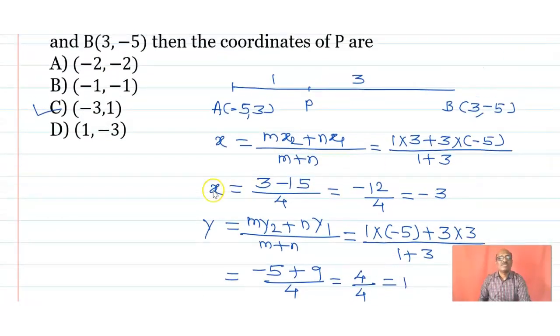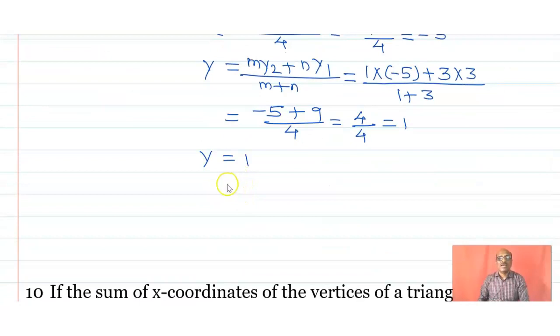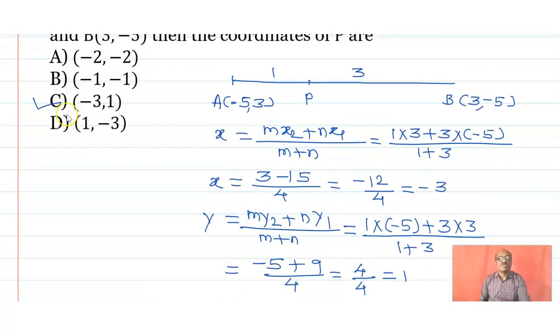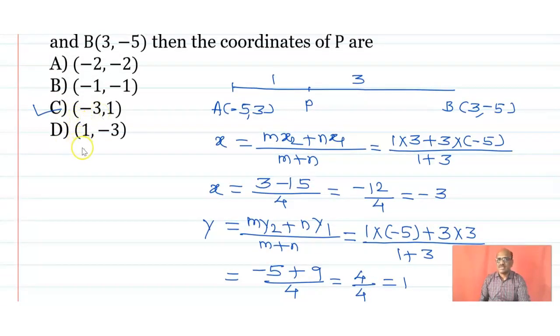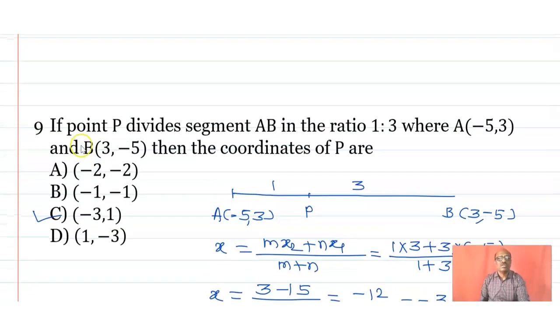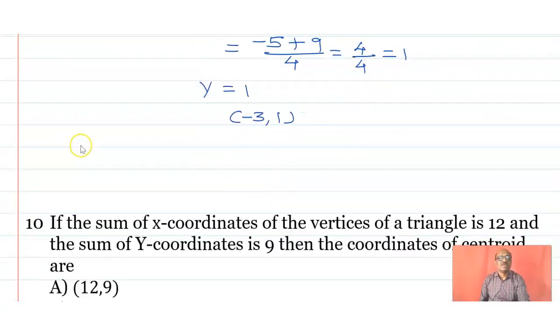Therefore, what is the answer? The answer is A, -3 and 1. This is the correct one. Okay, तो ऑप्शन आपल्याला इथे लगेच डिसाइड करता येतं, म्हणजे आपला वेळ वाचू शकतो परीक्षेसाठी. Now the next question.